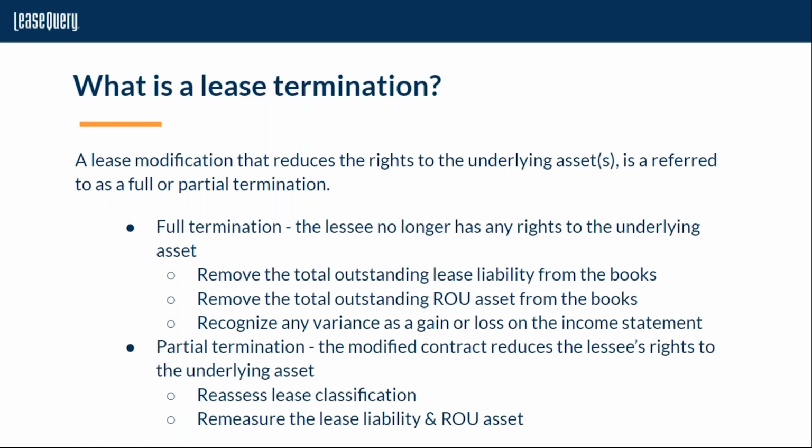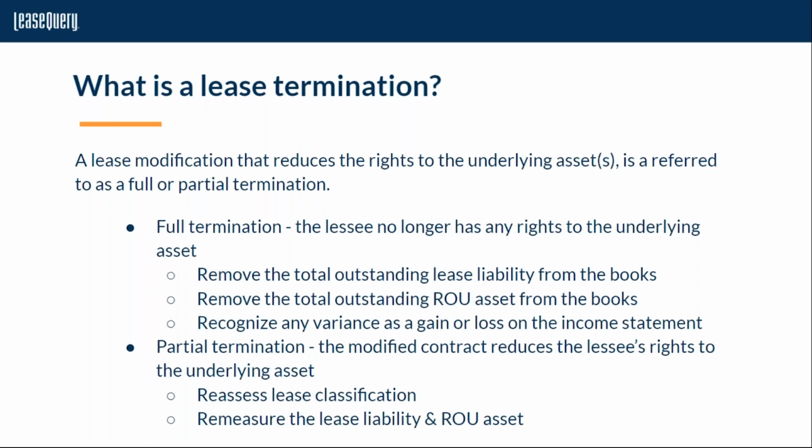A termination is a reduction of the rights to the asset originally outlined in the contract. Terminations are divided into full or partial terminations based on how much of the asset is reduced. If the lessee's rights to the underlying assets are reduced to zero, this is a full termination, and the accounting is to reduce the lease liability and right of use asset to zero as of the termination date. If there is a difference in the amount of the lease liability or right of use asset, that difference is recognized as a gain/loss on the income statement.